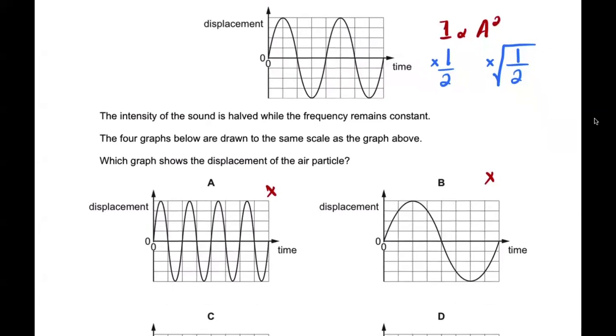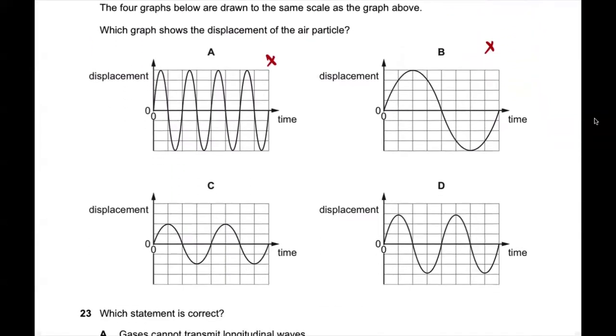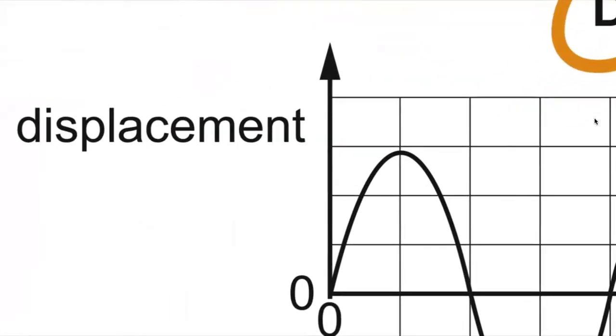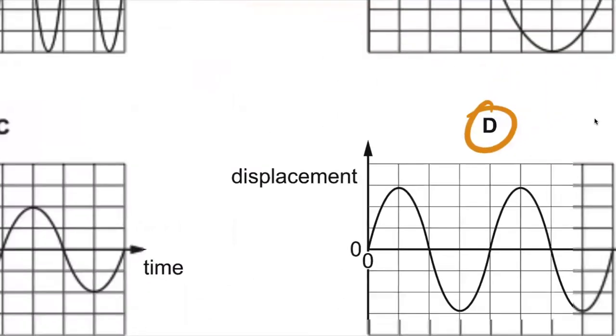Because it was 4 boxes initially. So 1, 2, 3, 4. So 4 times the root of half turns out to be 2.88. So this number of boxes is what I'm looking for. So approximately 3 boxes. So if you see here, it should be D, right? It's just less than 3 boxes. If you zoom in here, it's not touching the 3 boxes line, slightly less.